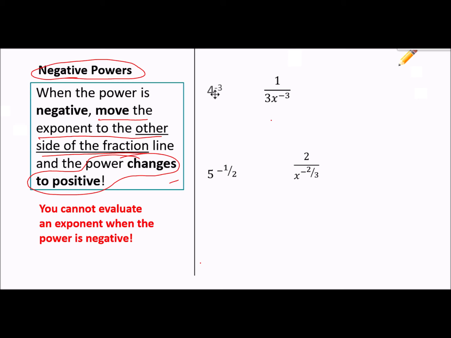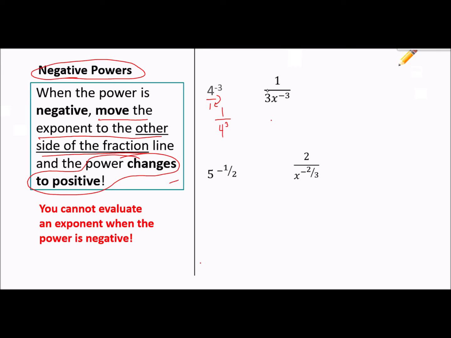So for example, here we've got 4 to the -3. Well, technically he's on top. So I'm going to change sides, and it's going to become 4 to the +3, but now it's in the denominator. And that's all the rule says.